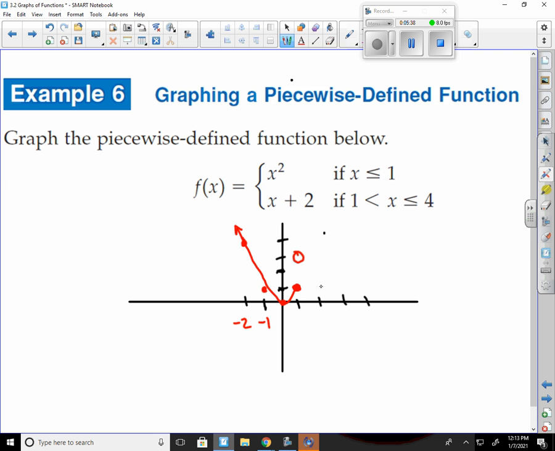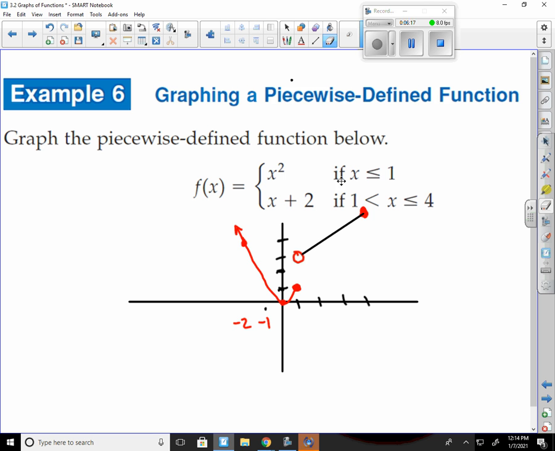Now I can move on to my next point. 2 plus 2 gives me 4. And it would be 5. And then it would be 6. And because at 4, there's an equal sign under the inequality, that tells me that it's a closed dot. So that would be my graph. I don't actually need the points on it, just the line. I do need my endpoints though. So that's all we have to do to graph the piecewise function.